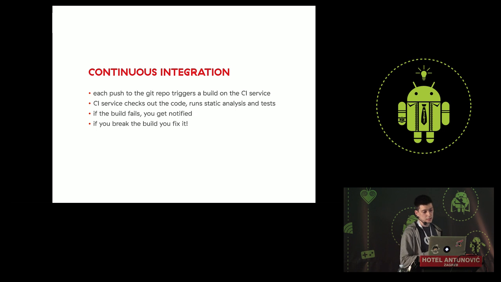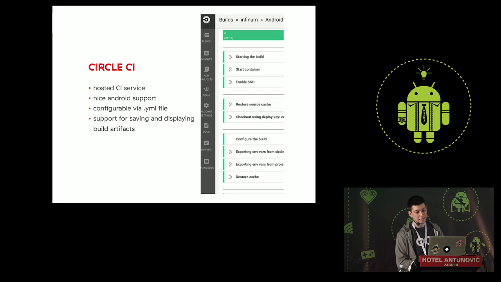And to do that, we use Circle CI. It's a hosted CI service. It has nice Android support. On the right side is a screenshot of build details from a single build. And each build has a number of steps, like checking out your code, running static analysis, running tests, collecting artifacts, and stuff like that. And each of those steps are configurable.